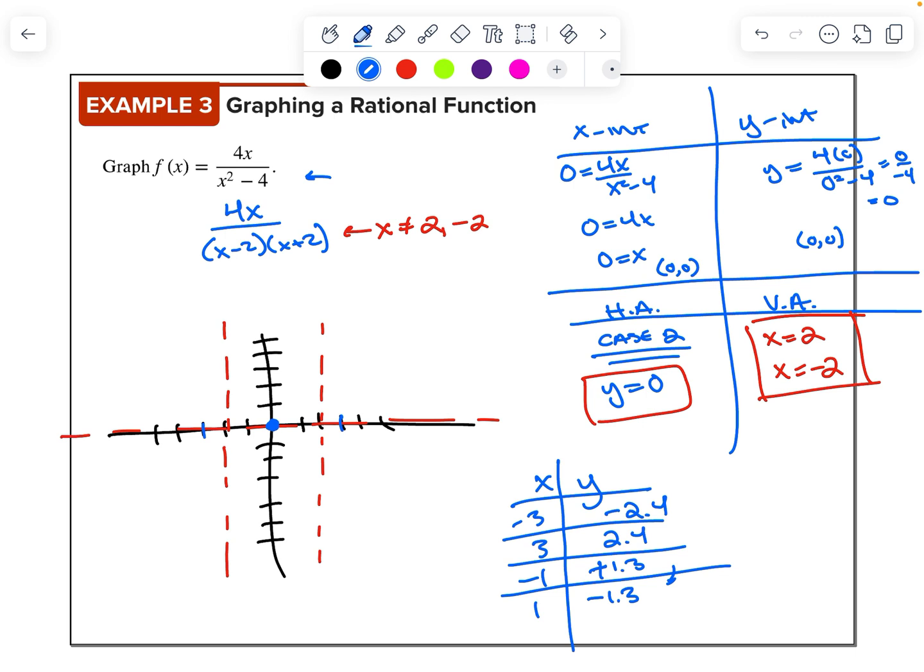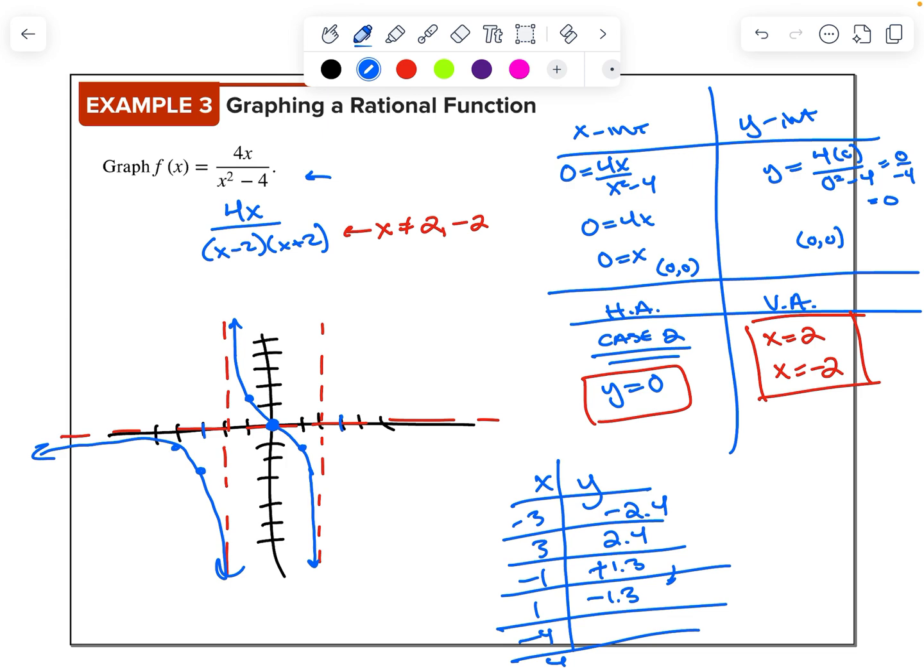Let's put those points on the graph and see what that means. Negative 1, positive 1.3. Positive 1, negative 1.3. So in this middle region, it looks like if it follows this rain gutter and follows this rain gutter, it's going to end up looking a little bit like one of those cubic functions. Negative 3, negative 2.4 is out here. I could even do, if I wanted to, I could get more information with negative 4 and positive 4. And that's going to give me something like this, right? Where it's going to follow those rain gutters.